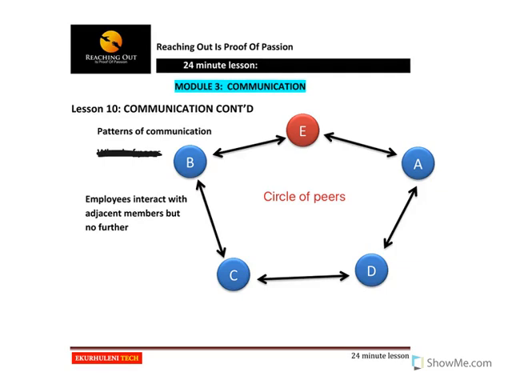Moving on, the next one is called the circle of peers. This one, as you can see, is also forming kind of a circle.